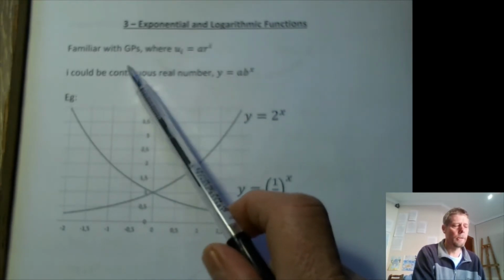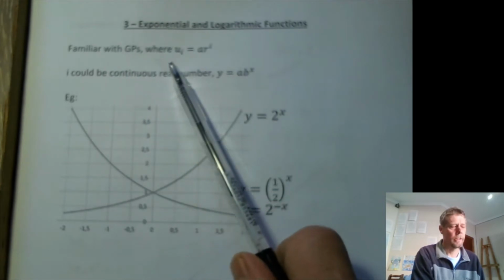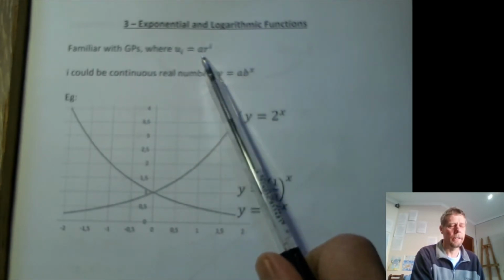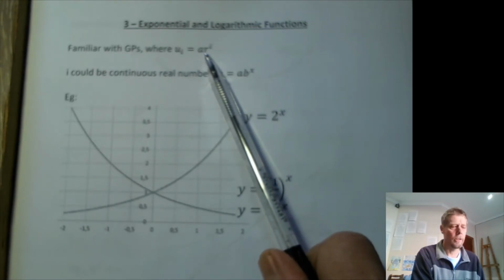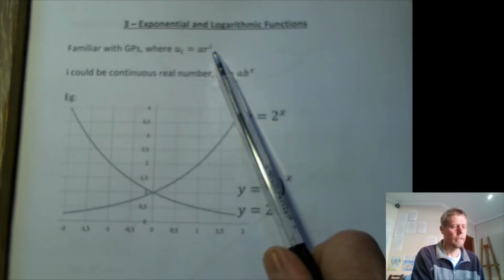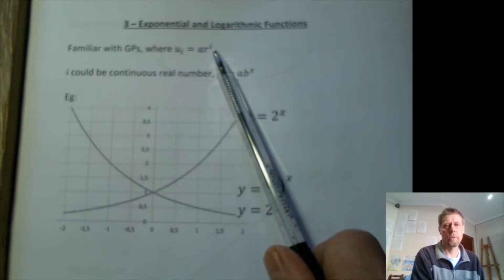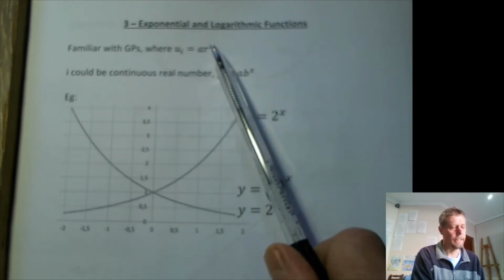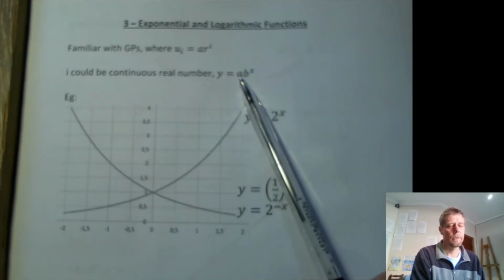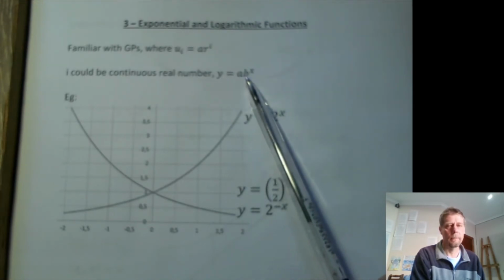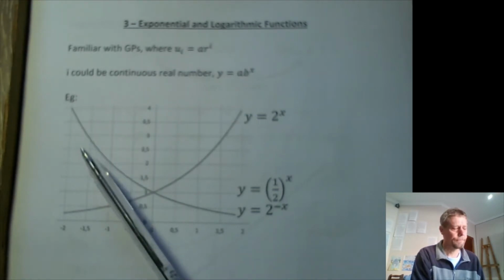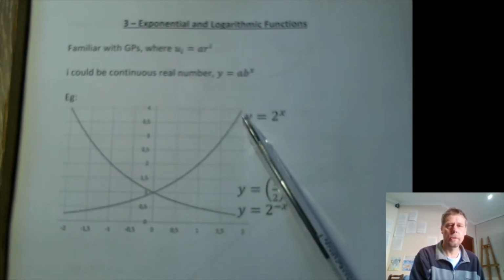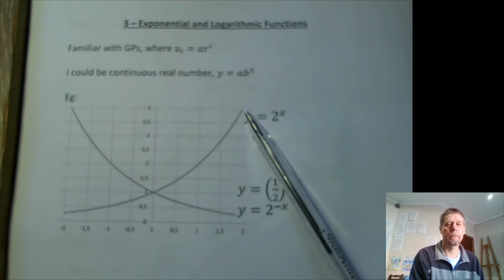So we're familiar with geometric progressions where u_i equals some constant times another constant r to the i, where i is 0, 1, 2, 3, 4, etc. Now i could be any number, so why don't we give it an x? So we can say y equals coefficient a times b to the x. And this graph just shows an example here. We've got y equals 2 to the x. You can see how it grows exponentially.